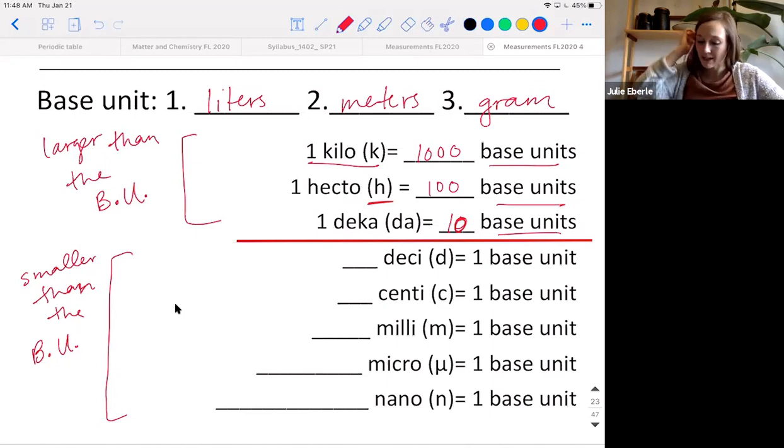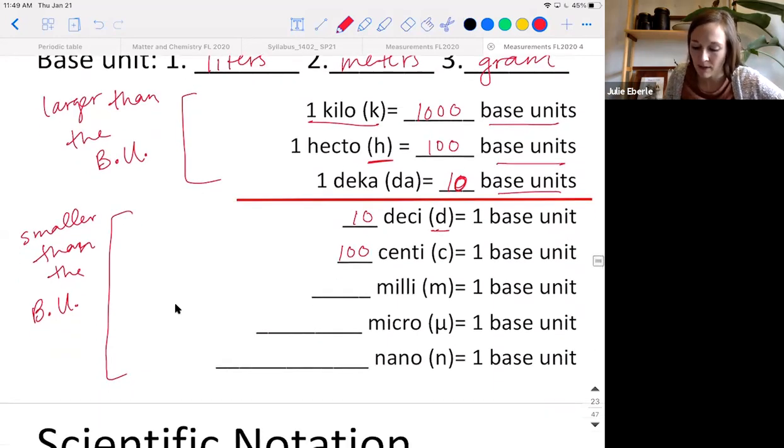What about the ones that are smaller? A deci, abbreviate D. These are smaller, so it takes multiple of them to equal 1 base unit. So there's 10 deciliters in a liter, 10 decimeters in a meter, okay? Centi, 100. There's 100 centimeters in a meter stick. Milli, how many millis are in one? If you have liters, how many milliliters are in a liter? Some of you may be familiar, especially anybody that works in a hospital. Yeah, 1,000.